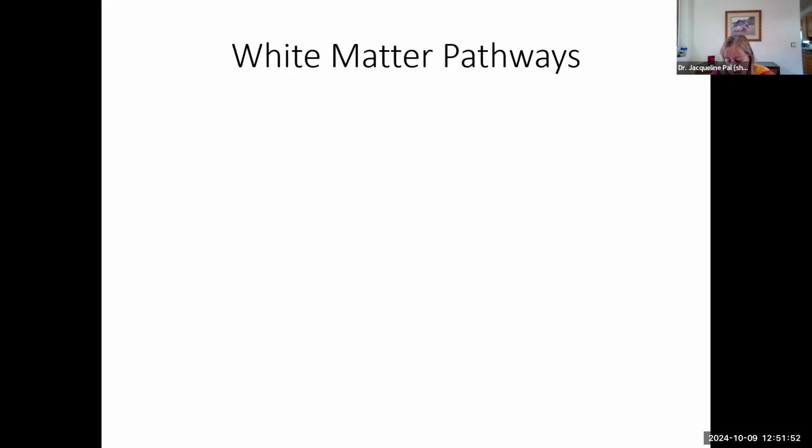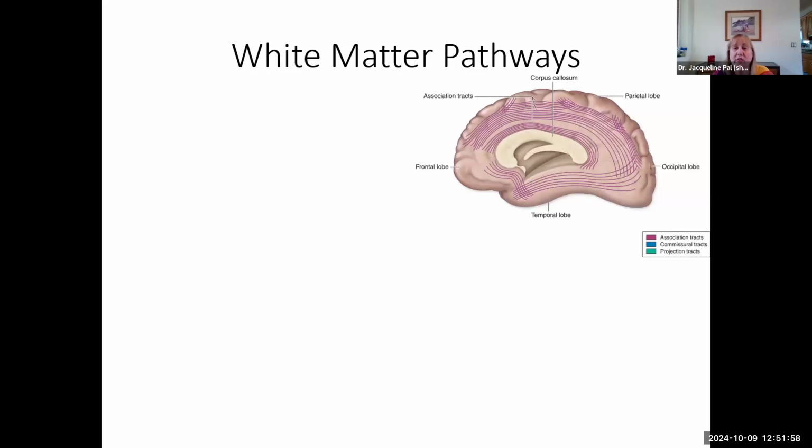So as I alluded to before, we have pathways of white matter in the central nervous system. We call them tracts, okay? Association tracts are those that stay on the same side of the brain. So if they're on the right side of the brain, they will go to different lobes. So maybe between the frontal lobe and the parietal lobe, or the occipital lobe or the temporal lobe. They just go back and forth on the right side of the brain.